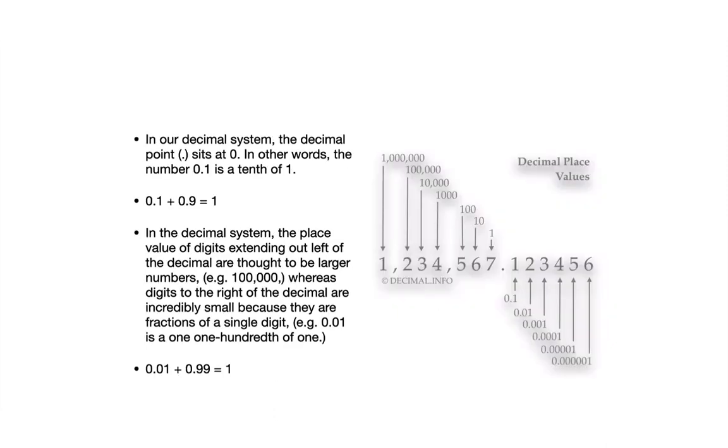In our decimal system, the decimal point sits at 0. In other words, the number 0.1 is a tenth of 1. 0.1 plus 0.9 equals 1. In the decimal system, the place value of digits extending out left of the decimal are thought to be larger numbers, for example 100,000, whereas digits to the right of the decimal are incredibly small because they are fractions of a single digit. For example, 0.01 is a 1/100th of 1. 0.01 plus 0.99 equals 1.